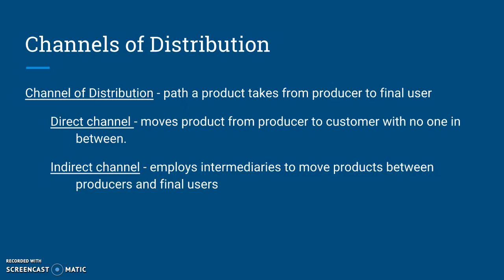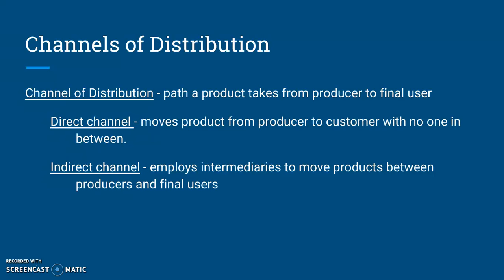There are two ways of establishing this in getting that product to the customer. One is a direct channel. A direct channel is going to move the product from the producer to the customer with no in between, no intermediary. An indirect channel, which is another option, employs intermediaries to move the product between producers and final users.